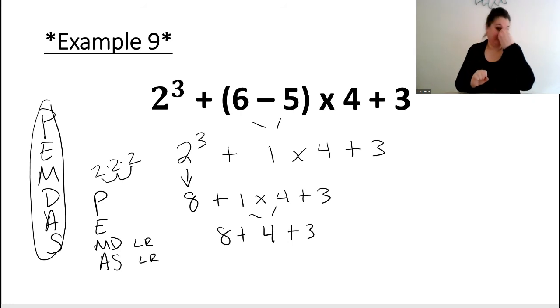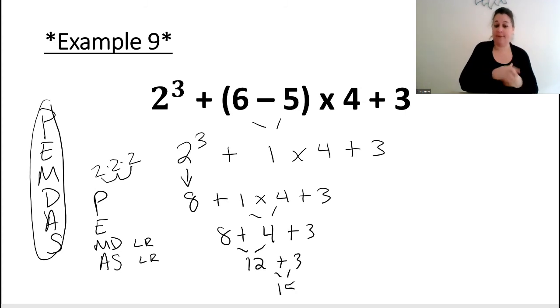Okay. Any parentheses? Nope. Any exponents? Nope. Any multiplication or division? Nope. Any addition or subtraction? Yes, but I go left to right. So do this one first. 8, 9, 10, 11, 12 plus 3. 12 plus 3 is 15.